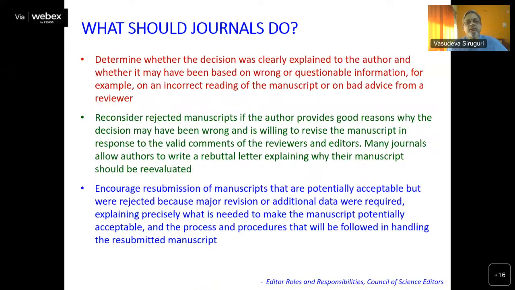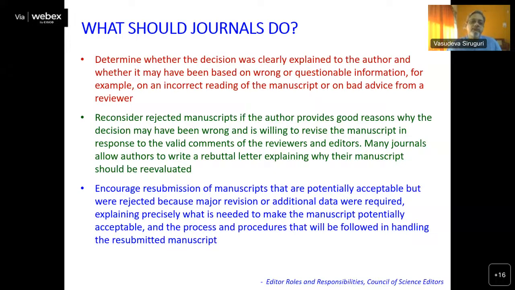And they should also determine whether the decision taken by the editor was explained to the author properly, and whether it might have been based on wrong or otherwise questionable information, such as an incorrect reading of the manuscript or bad advice from a reviewer. So this decision has to be taken by the editor. And then finally, reconsider the rejected manuscript if the author provides proper reasons why the decision that was made was wrong. And you should be willing to revise the manuscript in response to the valid comments of the reviewers.